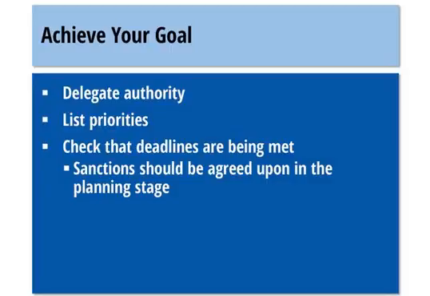In order to meet deadlines, it's best to list priorities, starting with important and urgent tasks. Don't forget to check that deadlines are being met both throughout the project and at the end. Sanctions should be put in place in case deadlines are not met, but these should be agreed upon in the planning stage. Remember that the most important outcome is achieving your goal, not punishing employees.